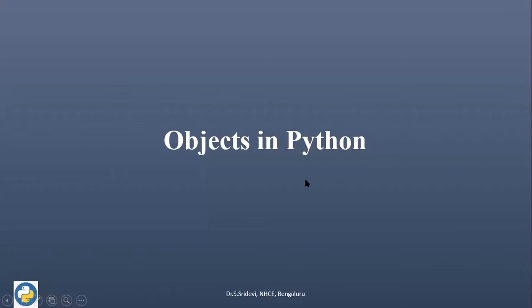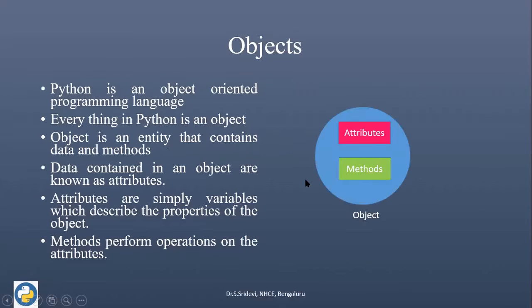In this video, we'll see about objects in Python. Python is an object-oriented programming language. Everything in Python is an object. Generally, we say that an object is an entity that contains data and methods associated with the data. The data contained in the objects are also known as attributes.